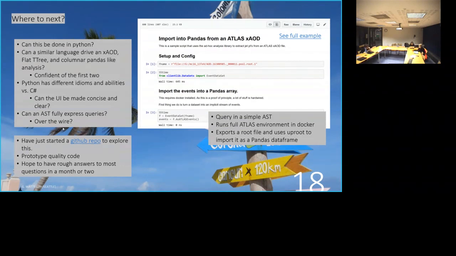An analysis on a flat TTree and a columnar analysis, based on data structures like pandas or awkward arrays or similar. I'm quite confident of the first two, and the last one is something that would be good to answer, because that shows that this is really independent.